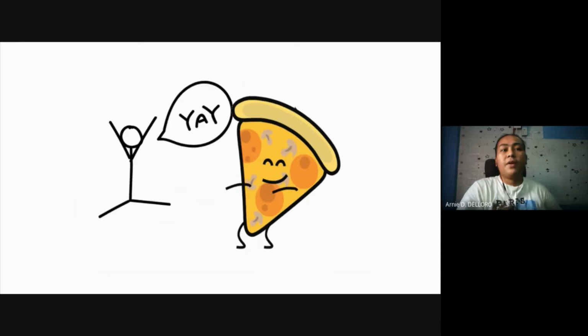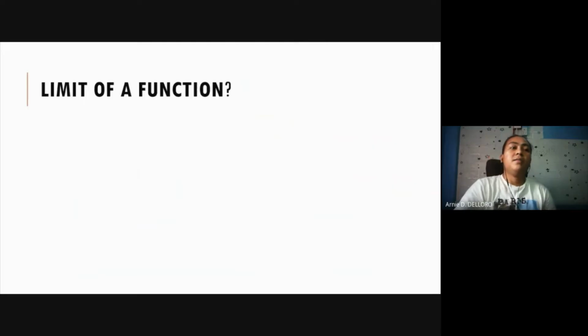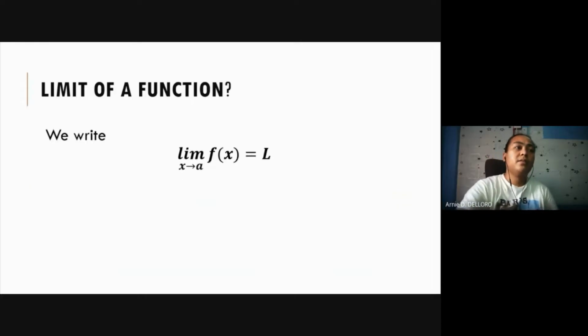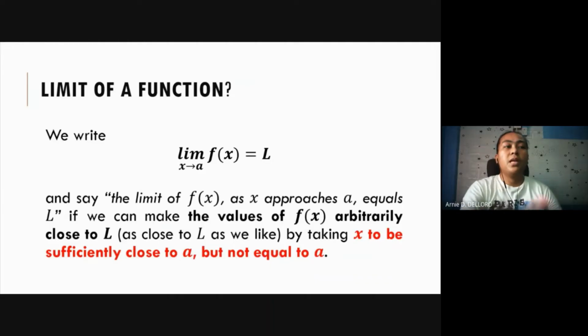Now, let's define limit of a function. Para mas malinaw lang, di ba? We write the limit of f of x as x approaches a equal to L. Ganun siya basahin. The limit of f of x as x approaches a is equal to L if we can make the values of f of x arbitrarily close to L by taking x to be sufficiently close to a but not equal to a.